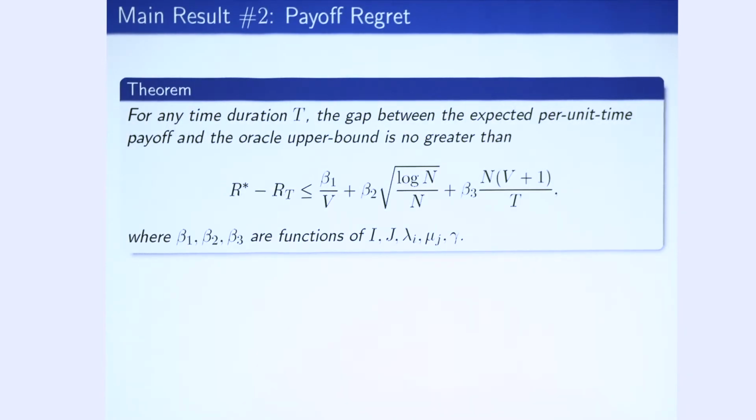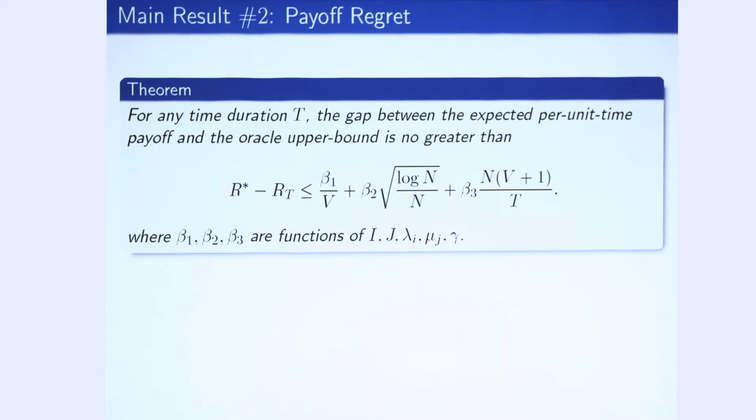So our second main result is actually more important. It's about the payoff regret. We look at any finite time duration t, and then we look at the gap between the expected payoff of our policy and the Oracle upper bound. It turns out that the payoff regret is upper bounded by the sum of 3 terms.